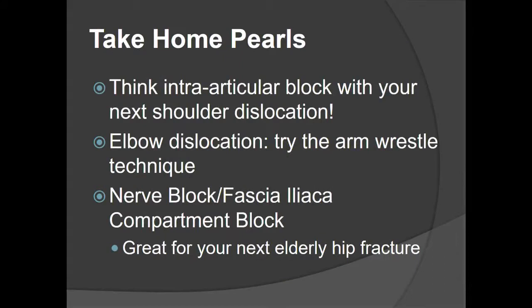All right, so our take-home pearls today, I want you to think an intra-articular block with your next shoulder dislocation. Try it before your next one. Elbow dislocation, I want you to try the arm wrestling technique. And for the nerve blocks, fascia iliaca, compartment blocks, think of them on your next elderly hip fracture.